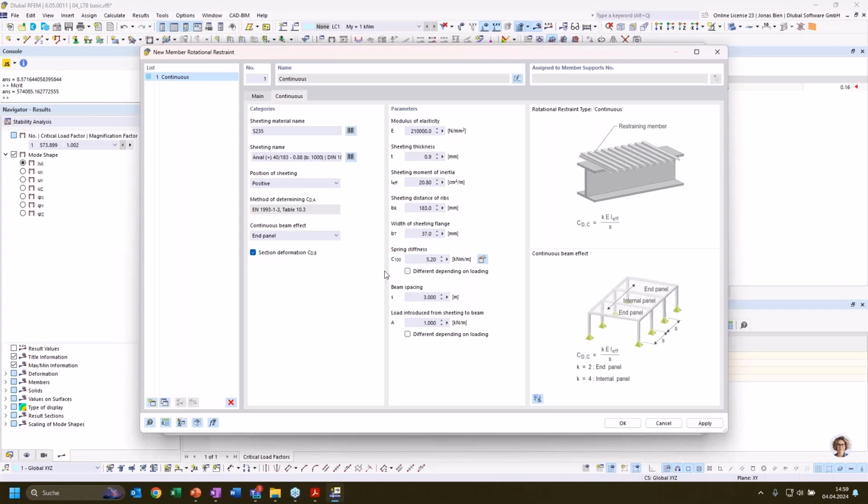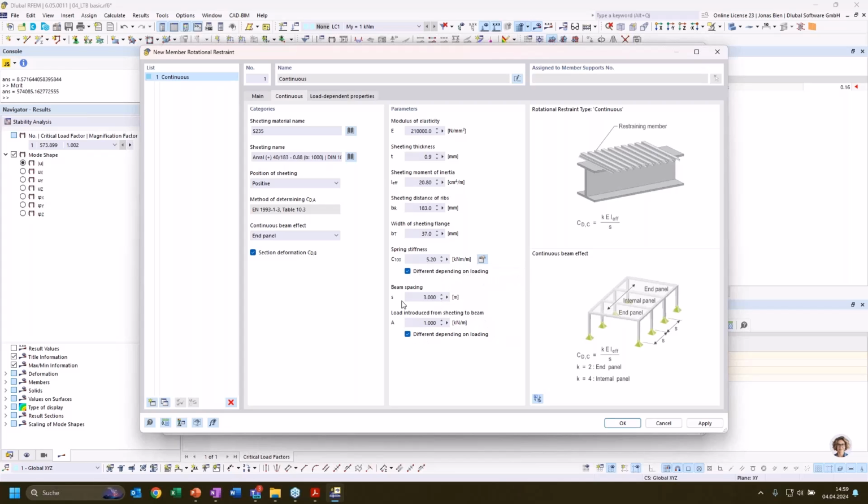And one thing that is also new, and I want to highlight to you, is that for the spring stiffness of the connection between the trapezoidal sheeting and our member, and also for the load introduced to the sheeting, we can now set load dependent values.